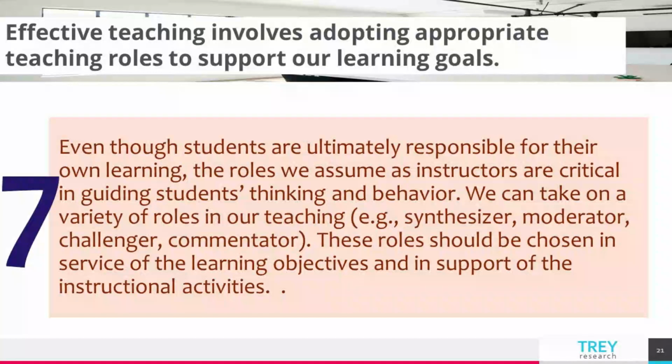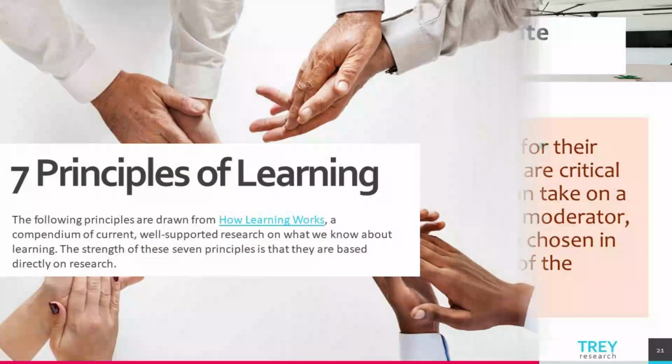Number 7. Effective teaching involves adopting appropriate teaching roles to support our learning goals. Even though students are ultimately responsible for their own learning, the roles we assume as instructors or teachers are critical in guiding students' thinking and behavior. We can take on a variety of roles in our teaching. Example, synthesizer, moderator, challenger, commentator. The roles should be chosen in service of the learning objectives and in support of the instructional activities.